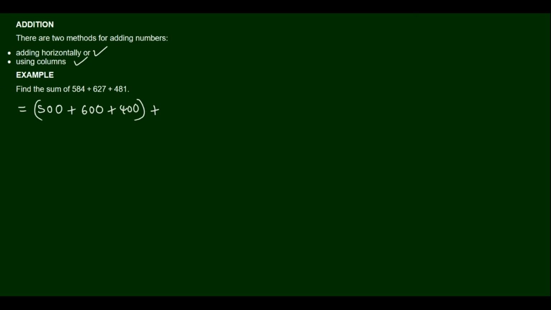Then plus, we go to the tens. From these numbers, the tens, we have 80 plus 20, then plus 80. These are the tens. Okay, and then we go to the units. Plus the units, we have 4, we have 7, we have 1. You see that? So we have expanded the numbers, and now we add them according to their place values.